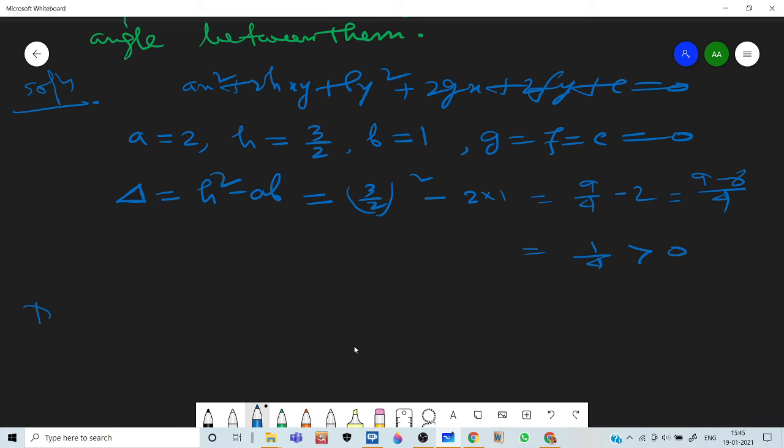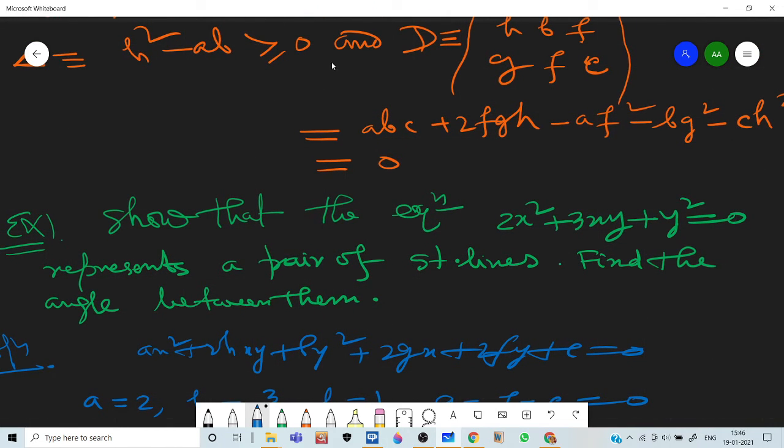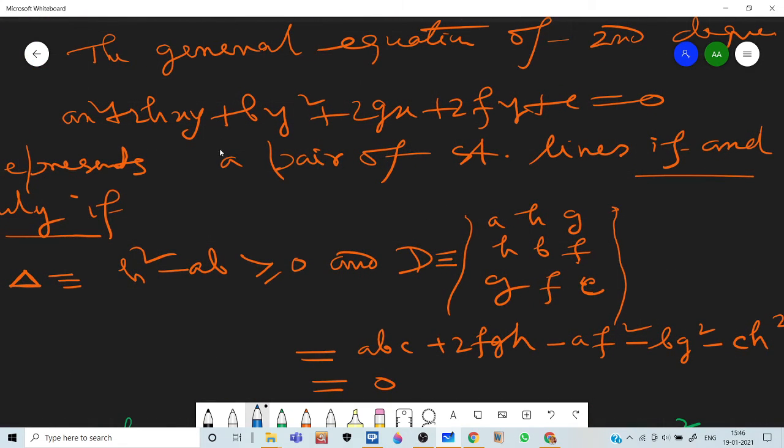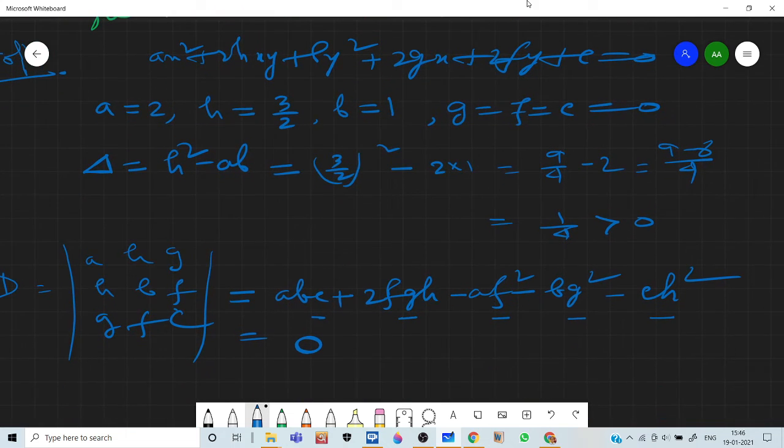Next, we find the value of D. D means the determinant a, h, g; h, b, f; g, f, c. Putting in the values and expanding, this is equal to abc plus twice fgh minus af square minus bg square minus ch square. Here c equal to 0, g equal to 0, f equal to 0, so all these terms are obviously 0. So by this theorem, h square minus ab greater than or equal to 0 and D equal to 0 are satisfied. Hence, the given equation represents a pair of straight lines.